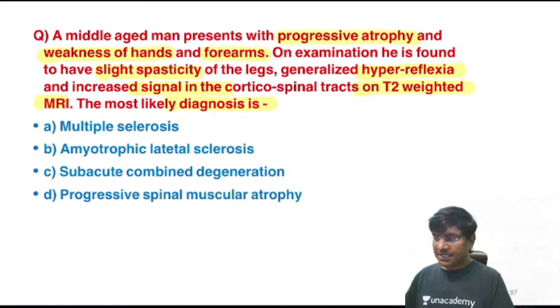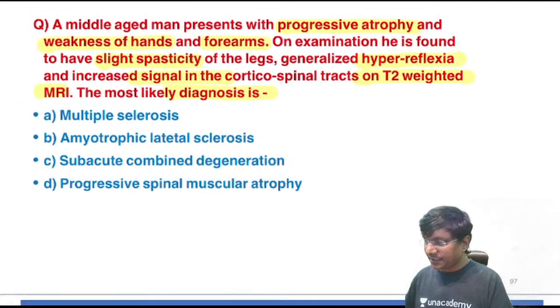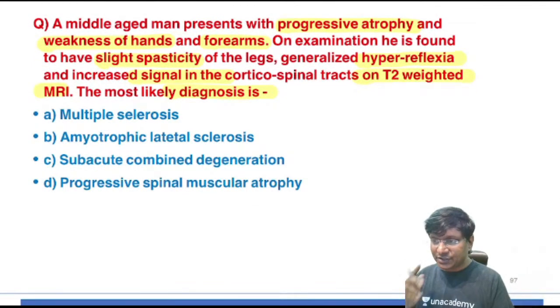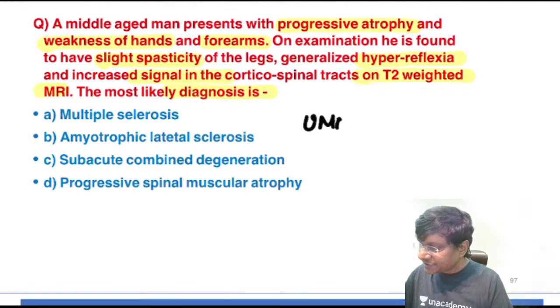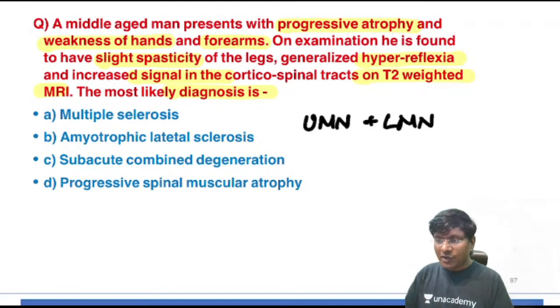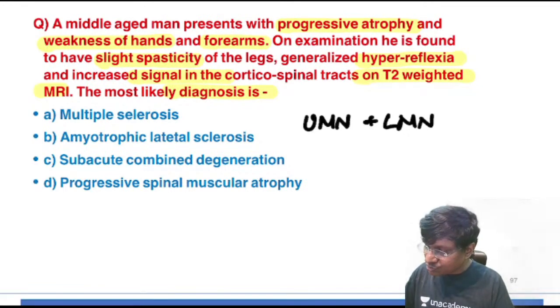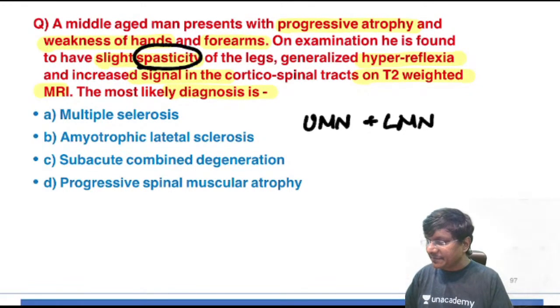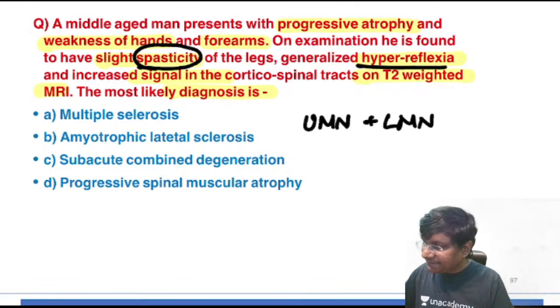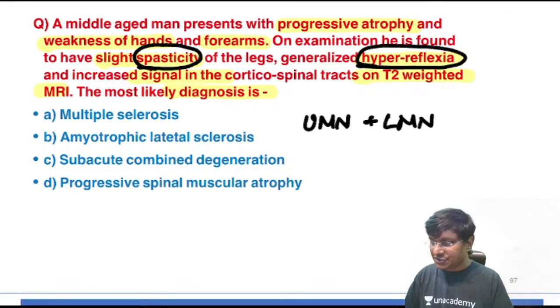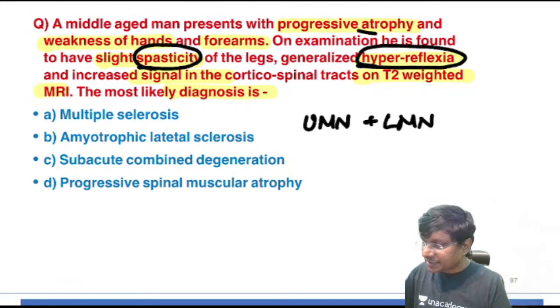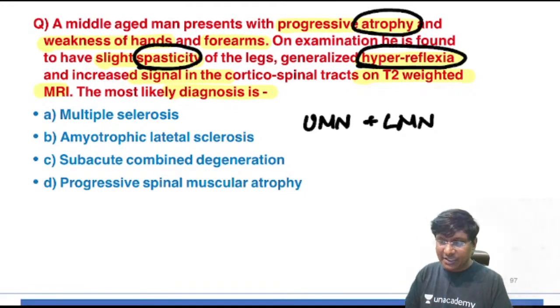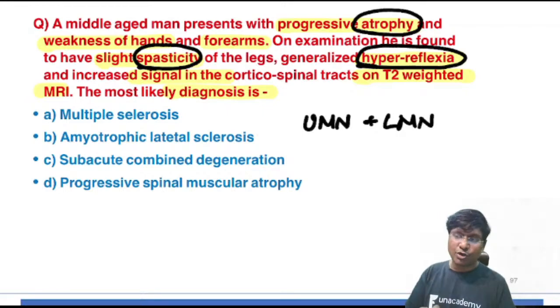Right. So if you observe this question very carefully, this patient is having two things. Upper motor neuron features are there, as well as lower motor neuron features. So what will be the upper motor neuron features? The spasticity, that will be an upper motor neuron feature. Hyperreflexia is an upper motor neuron feature. Then what is a lower motor neuron feature? Atrophy of the muscle, that will be the lower motor neuron feature. So the patient is having both upper motor neuron and lower motor neuron features.